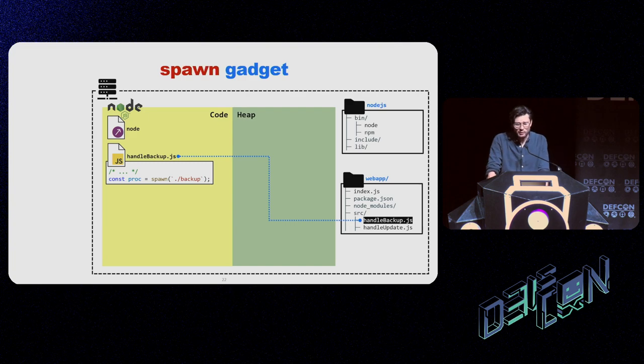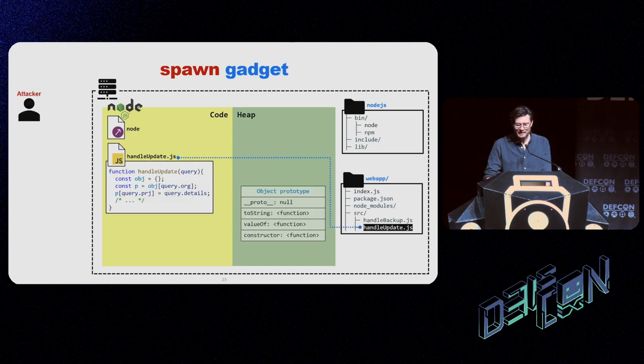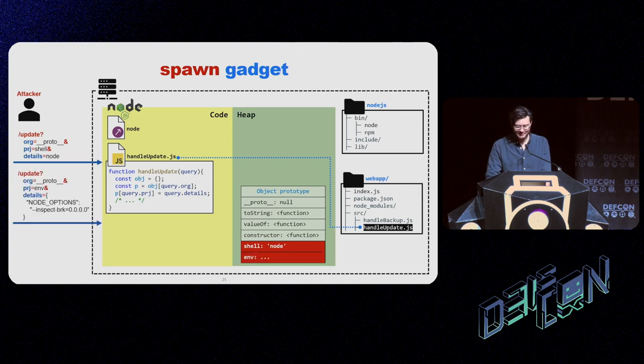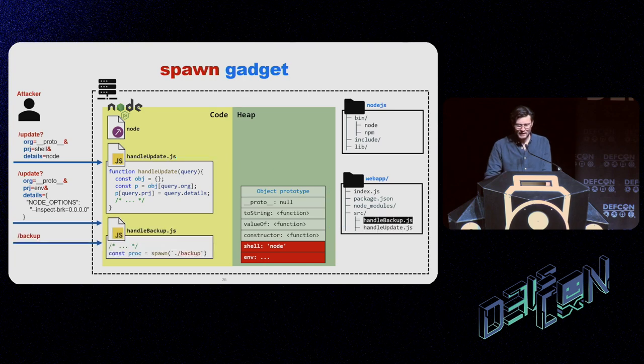Let's see how remote code execution can be achieved. Suppose that the backup handler calls spawn with no attacker-controlled arguments. The attacker first pollutes the prototype by an update request, as we saw earlier. They add the property shell with value node to the object prototype, the property env by another request, and send a backup request to execute the spawn function.